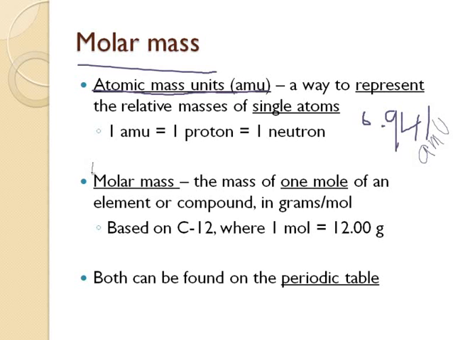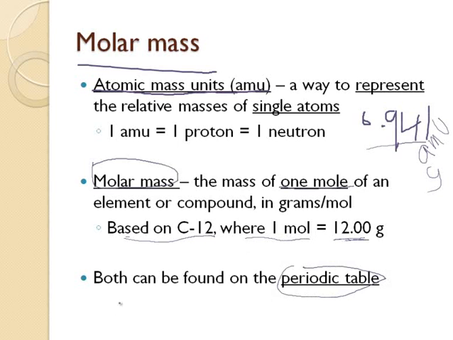Molar mass is that same number, but we change it to be grams. And then it becomes the mass of 1 mole of that element or compound. Okay? So the actual basis for molar mass on the periodic table is carbon 12. And the definition is that 1 mole equals 12 grams of carbon 12. Okay? So both AMUs and the gram, the numbers that refer to those can be found on the periodic table.